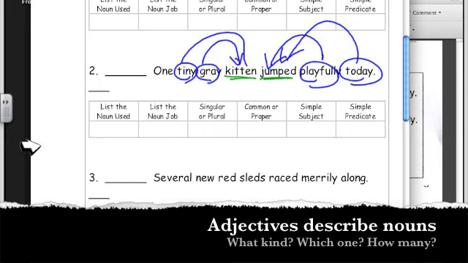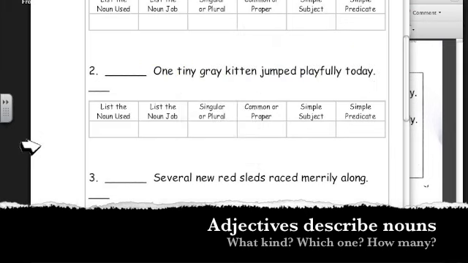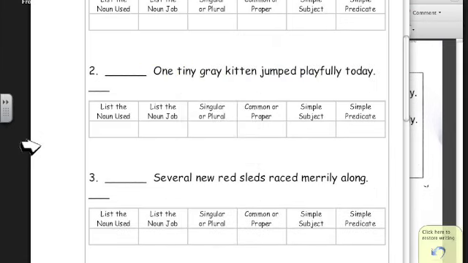What kind of kitten? It's tiny, describes kitten. And then one, how many kittens? That describes the number of it. So they all go back and describe the noun, as you can see. So after you've seen that, let me go ahead and classify this for you.